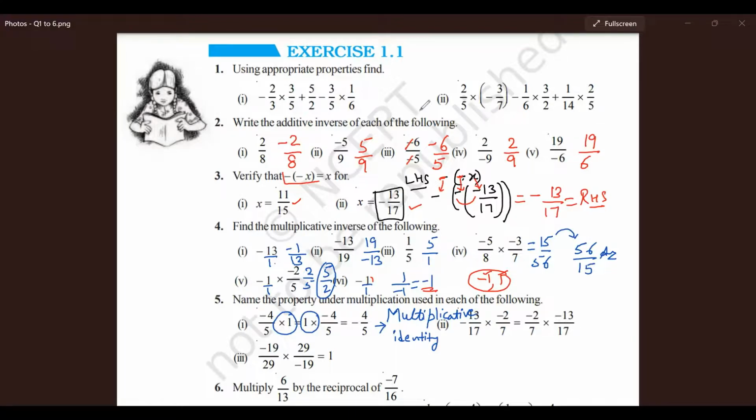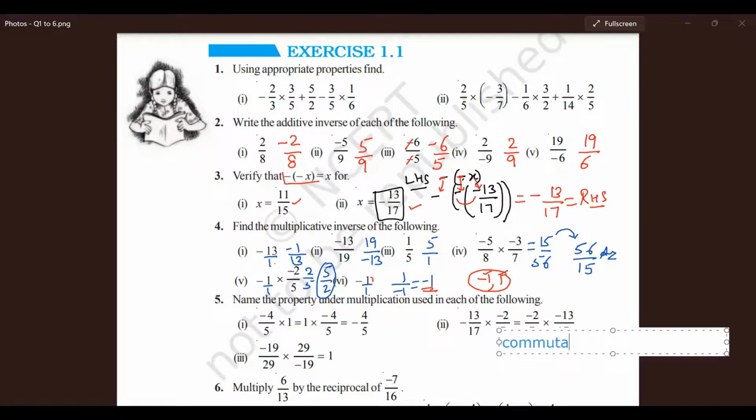Now let's see the second part. So I'm just erasing this answer. Okay. Let's see the second part. Here you can see this is first term, this is second term, and here if you are observing, second term is becoming first term and first term is becoming second term. That means we're changing the order, right? So whenever we change the order, that is which property? Yes, it's commutative property. So this is commutative.